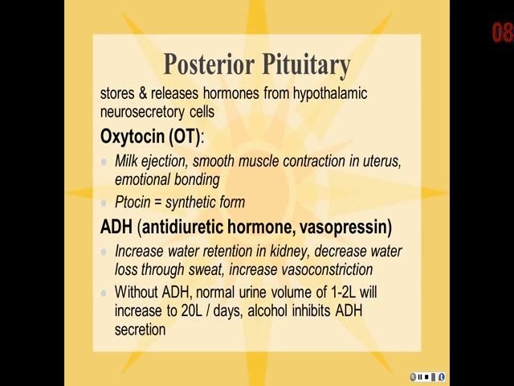ADH, or antidiuretic hormone, is also known as vasopressin. This stimulates the kidneys to retain water, decreasing the urine volume. This will also increase arterial constriction, raising the blood pressure, and decreasing the water lost through sweat. Without ADH, the normal daily urine volume of 1 to 2 liters would increase to 20 liters per day. Alcohol inhibits ADH secretion.